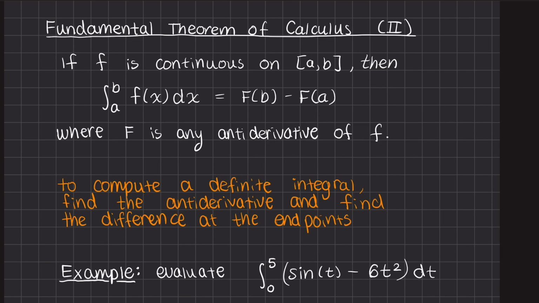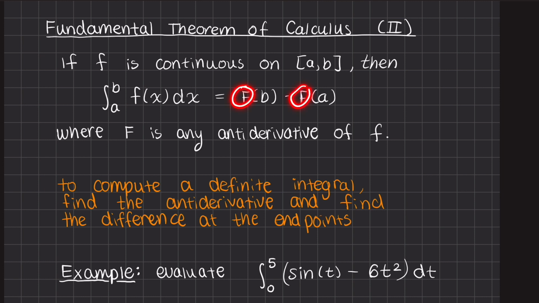In this video, we're going to go over a couple of example problems to do with the fundamental theorem of calculus part 2. So first we have the theorem, and it is that if little f is continuous on the closed interval a to b, then the definite integral from a to b of f of x dx is going to be equal to big F of b minus big F of a.